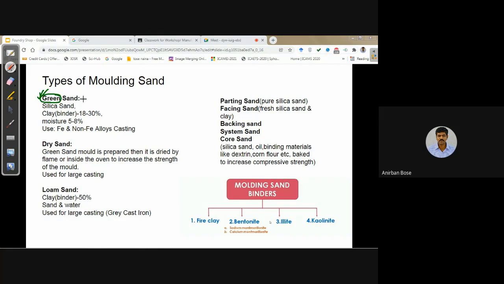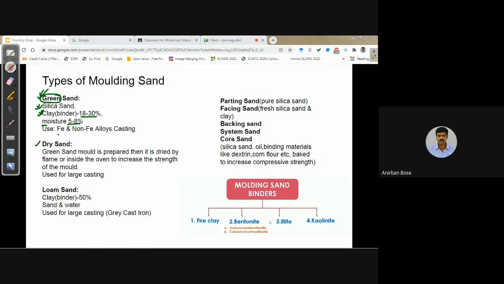So in green sand, what is there? It basically contains the silica sand, and as a binder, clay is there, 18 to 30% clay, and the moisture content is around 5 to 8%. So this is the green sand content. Silica sand, the clay and moisture act as a binder as a whole. And it is used for both ferrous and non-ferrous alloy casting. So this is green sand casting. This green sand is used.